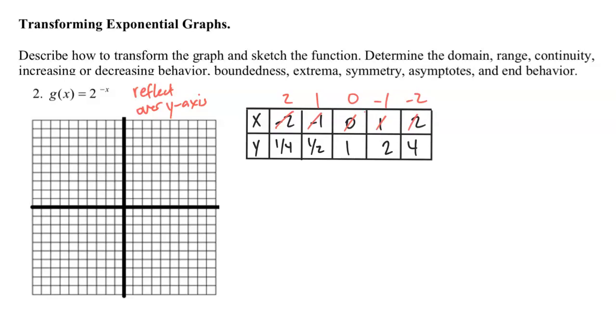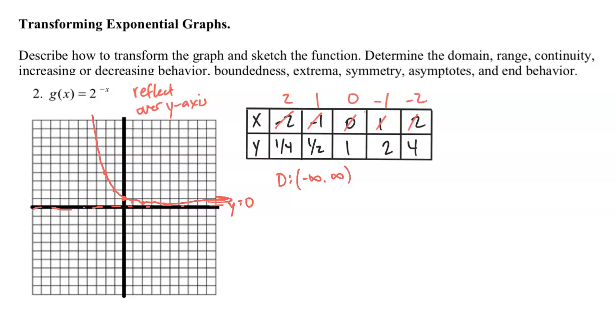And so what that's going to do to the graph is it's going to make it not increasing anymore, but decreasing. And so if you start plotting these points, 2 and 1/4 is going to be here, 1 and 1/2 will be here, 0, 1 right there, and then -1, 2 is here, and -2, 4 will be right there. And so you can see this is still going to have a horizontal asymptote at y equals 0. And this time it is going to be a decreasing function through those points and then approaching that horizontal asymptote. And so what is my domain?